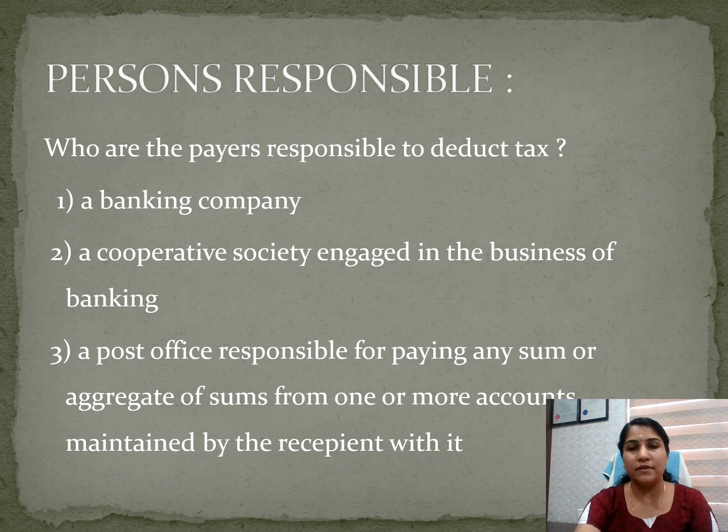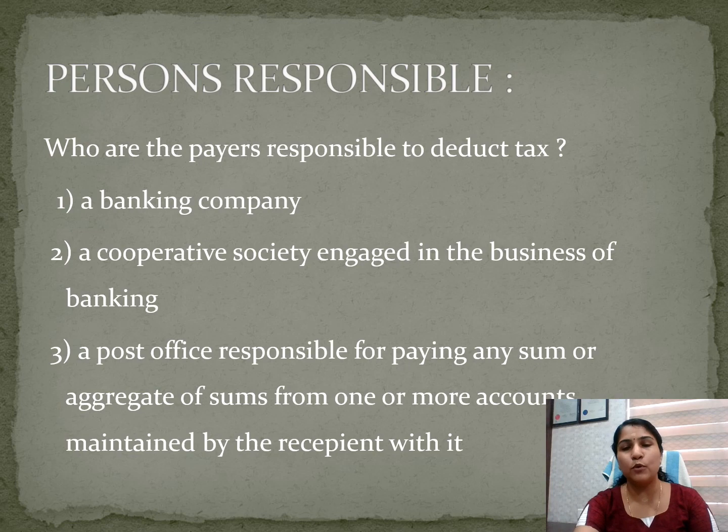Now let's see who are the persons responsible to deduct tax under Section 194N. Who are the payers that should deduct tax under Section 194N? First, a banking company, let it be a private bank or a public sector bank, they have to deduct tax when they are paying cash to an individual or any other person in cash above rupees 1 crore. Second is a cooperative society engaged in the business of banking. A cooperative bank is liable to deduct tax under Section 194N.